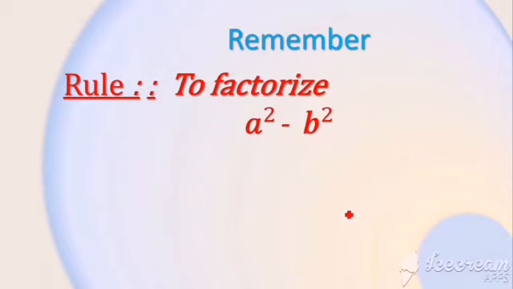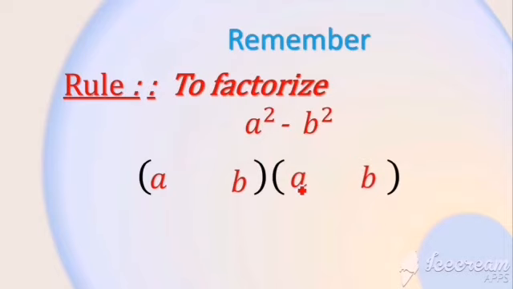Today, we've learned how to factorize the difference between two squares, or a squared minus b squared. Remember, the rule says that you have to open two parentheses and to distribute equally inside these parentheses. So one a in the first, one a in the second, one b in the first, one b in the second, with one sign plus and another sign minus. Keep this rule in mind.